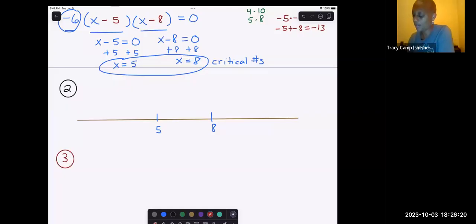Notice there are 1, 2, 3 intervals. So I'm going to pick a test number in each interval. That's just any number that you want in each interval. I'll pick 0 as my test number that's less than 5, a test number between 5 and 8, I'll just do 6, and a test number bigger than 8, let's do 10. So my test numbers are 0, 6, and 10.